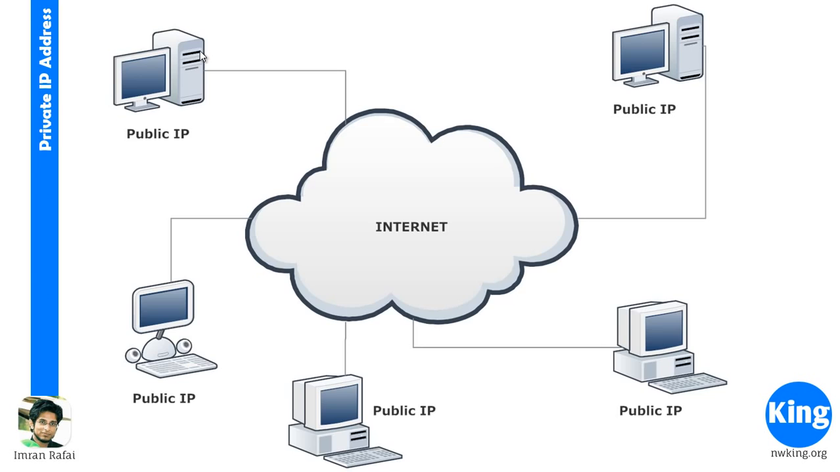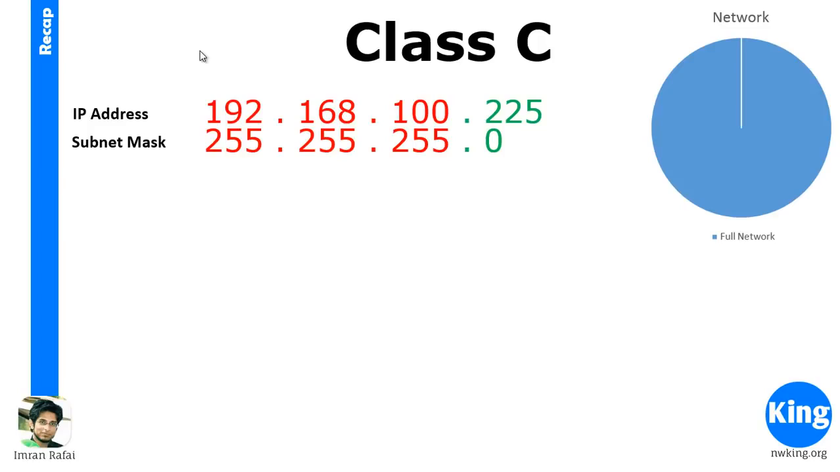Now that is what happened, and internet IP addresses were running out very, very fast, and that is about the time when they realized that there was a need for subnetting, where they could break down these large networks and treat them as separate networks.